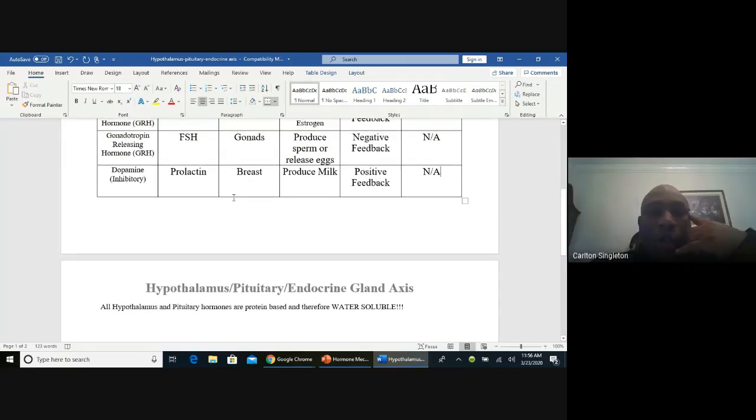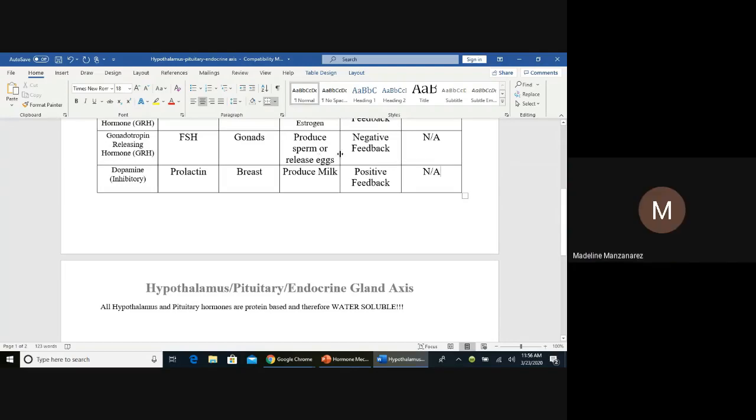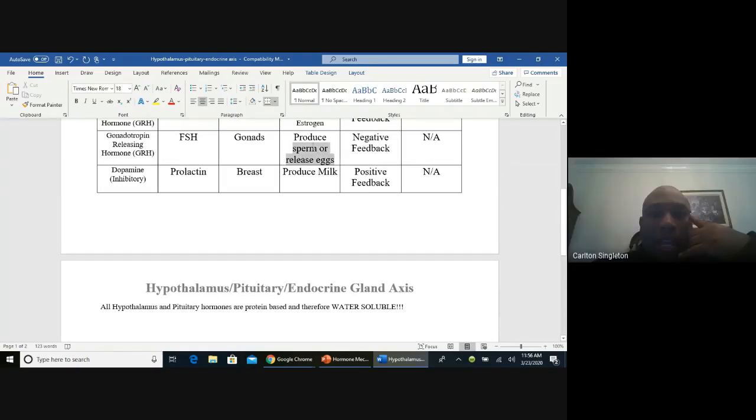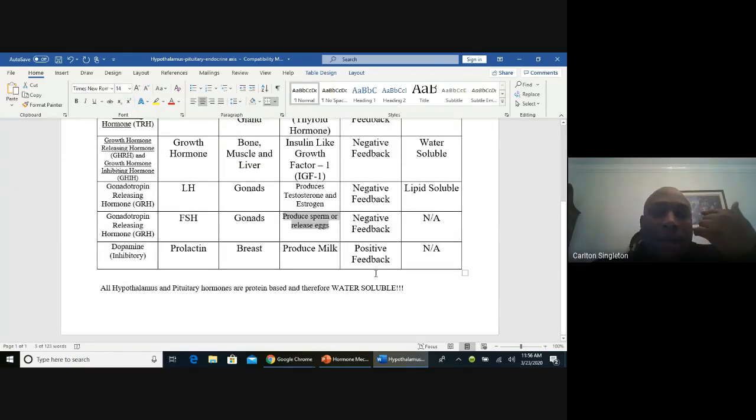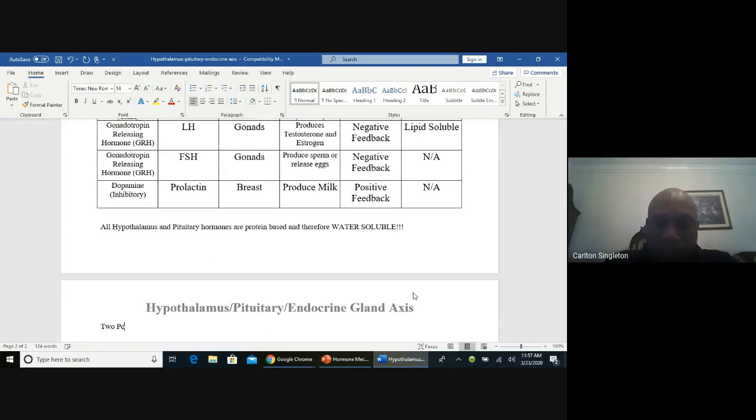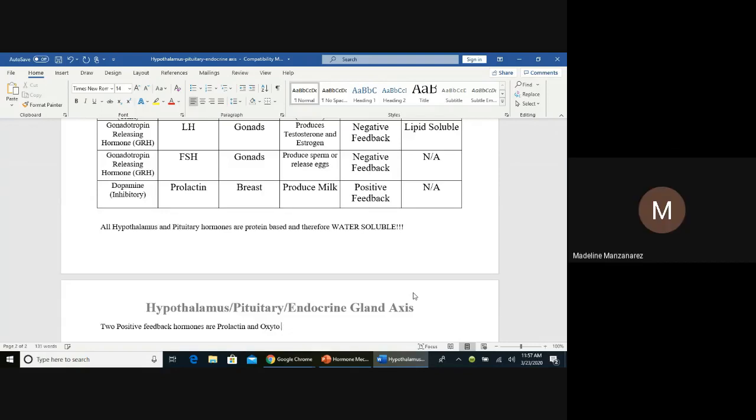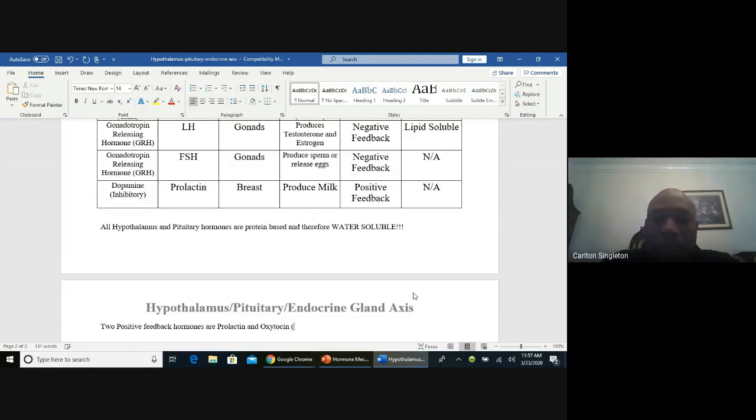So there's only two positive feedback hormones you need to know for your exam, and you need to know prolactin and oxytocin. Let me write that here. Oxytocin helps you deliver the baby, basically. Let me go over that. So the two positive feedback hormones are prolactin and oxytocin. That's it. And remember, oxytocin, that's childbirth.